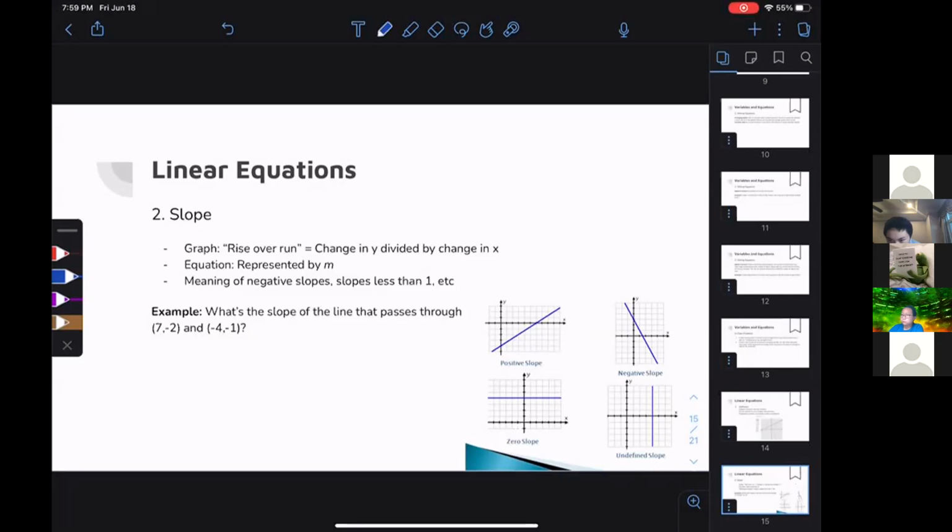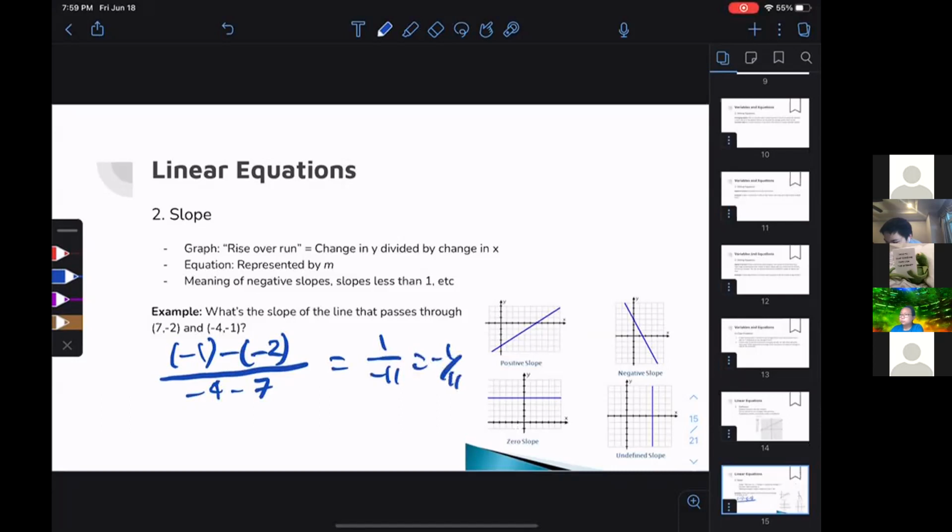Actually, I see Matthew just got the right answer, so do you want to explain it really quick? It's just y2 minus y1 over x2 minus x1, which is -1 minus -2, which is -1 plus 2, which is 1, over x2, which is -4 minus 7, which is -11. So it's 1 over -11. And it's just from 7, -2 to -4, -1.